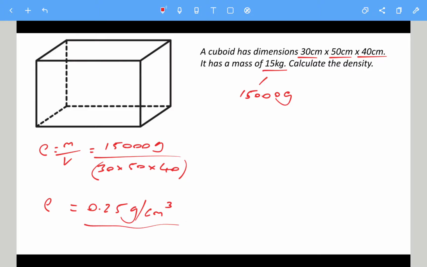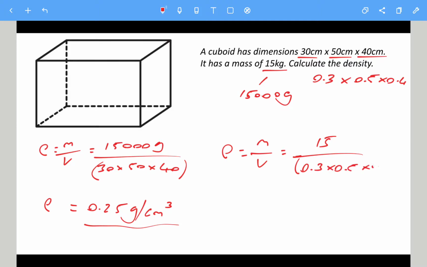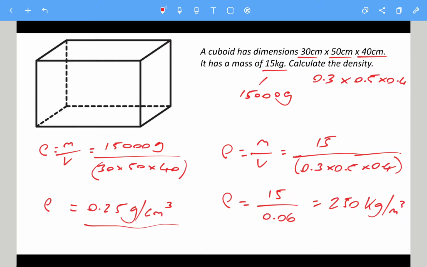Then what I'm going to do is do it in kilograms and meters cubed. So density is mass divided by volume. So the mass this time is 15 kilograms divided by, now what I'm going to do is turn them all into meters by dividing by 100. So it's 0.3 times 0.5 times 0.4. So let's pop that in. So 0.3 times 0.5 times 0.4. And if you calculate that, we get a density that's equal to 250 kilograms per meter cubed. Hopefully that went okay.